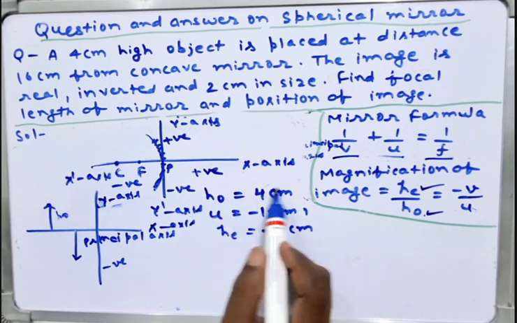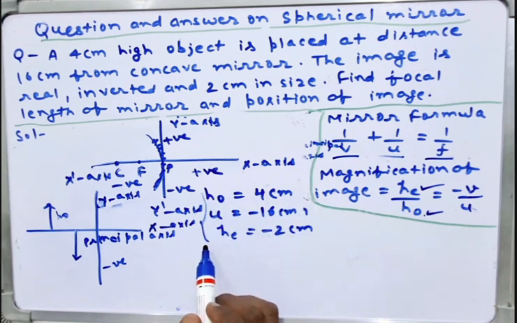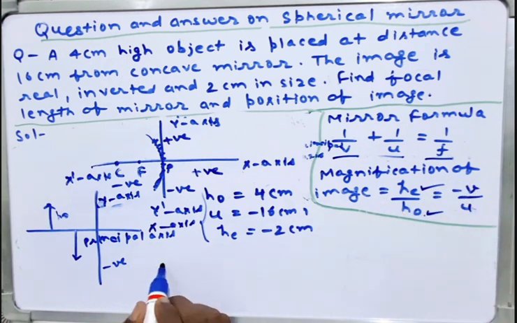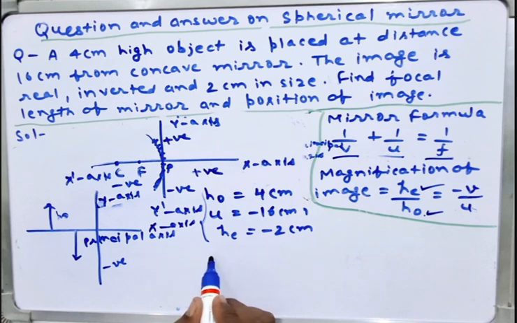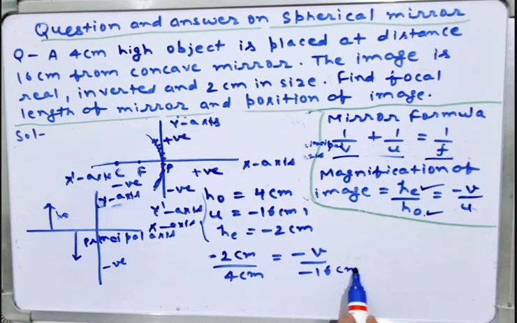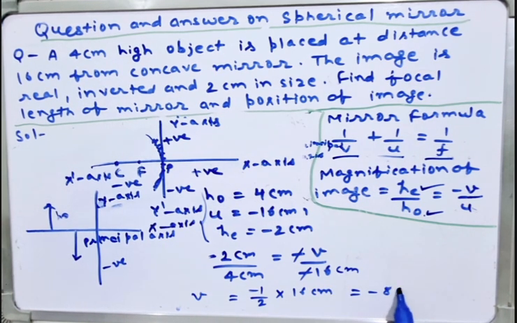So guys, here we have these three pieces of information, so we can use this formula, the magnification of the image. So hi value will be what guys here? Minus 2 centimeter, and ho is 4 centimeter, and this is minus v, and u is minus 16 centimeter. Okay, so what you see, this negative sign cancels out, and this will come 1 by 2 into 16 centimeter, and this is equal to v. So v is minus 8 centimeter.